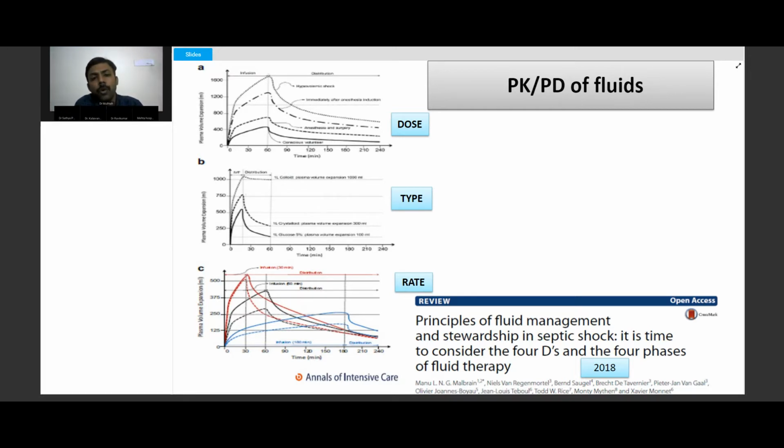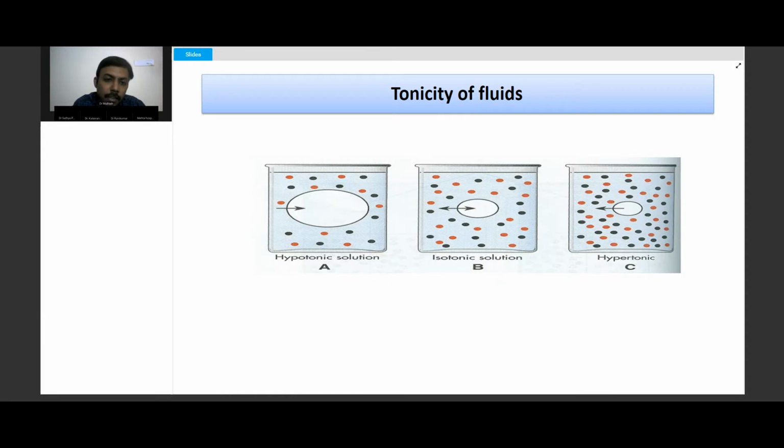And so we know, what about the tonicity of fluids? If we give hypotonic fluid, at the end of the day, what we want is to keep more fluid inside the intravascular space and less in the interstitial fluid, and we don't want to disturb the intracellular space. But when we use hypotonic fluids, there is cellular edema, and that causes problems.